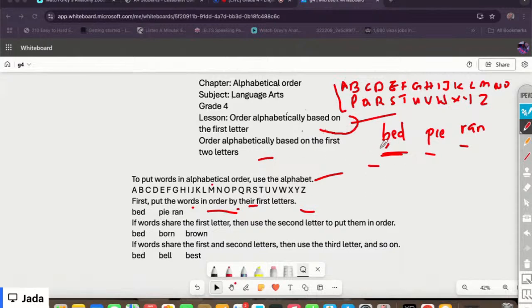so we can see B the first, and after B we can check. P comes before R. So bed will be the first, pie will be the second, and run will be the third. Okay? So let's have some words.